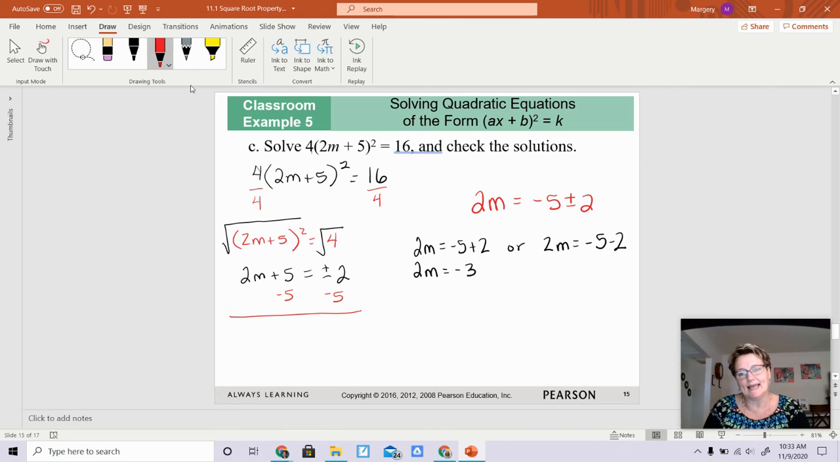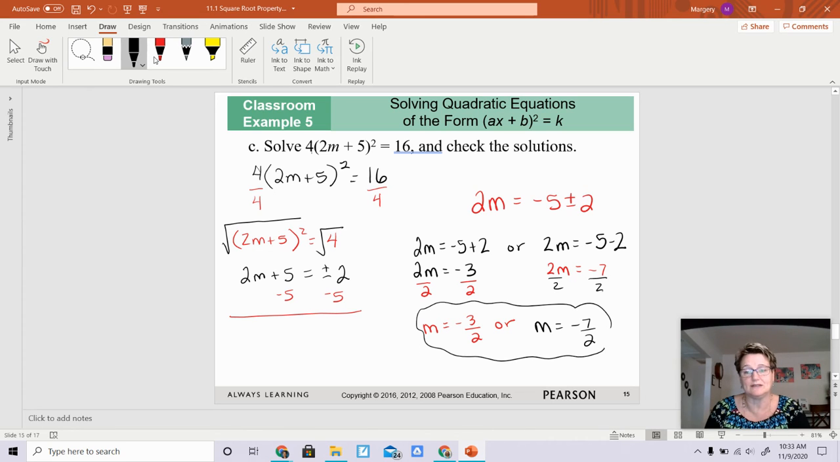Now my goal is to get m by itself, so now I would divide by 2. And m is equal to negative 3/2. Or, now let's do the other side. On the other side, I'm left with 2m equals negative 5 plus a negative 2 is a negative 7. I'm going to divide both sides by 2 because it's 2m. And my answer is going to be m equals negative 7/2. And those would be your 2 solutions.